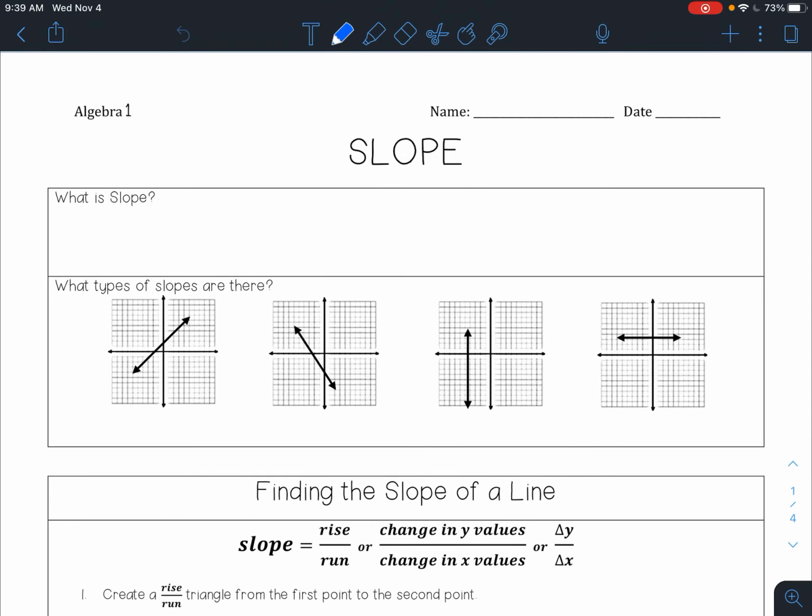So we've got a little notes today. It's not really a particular section in the textbook. It's somewhere between 3.3 and 3.4. I'm just talking about intro to slope here.